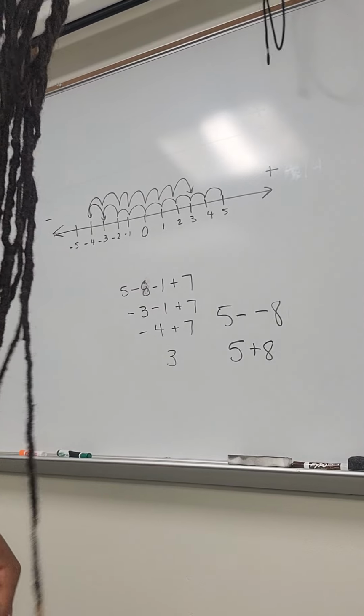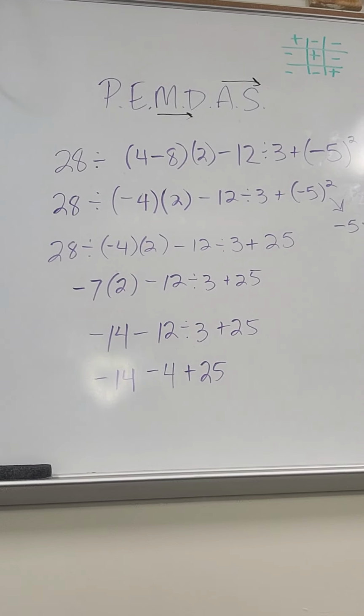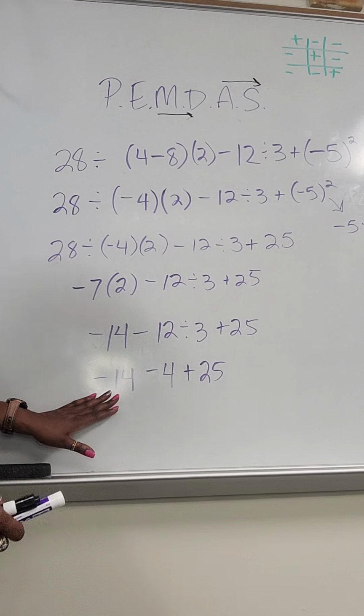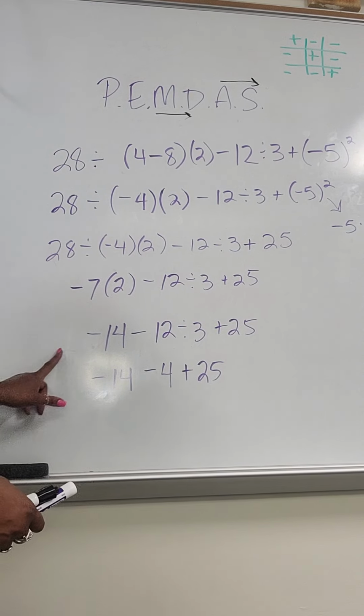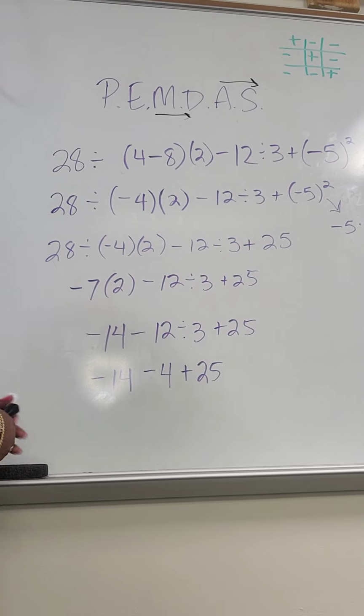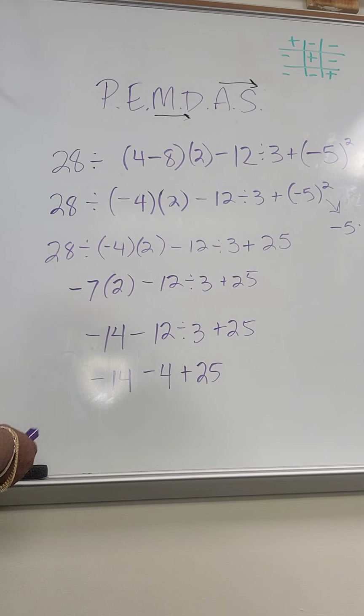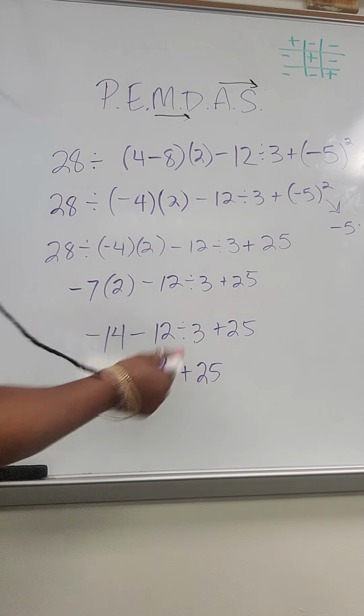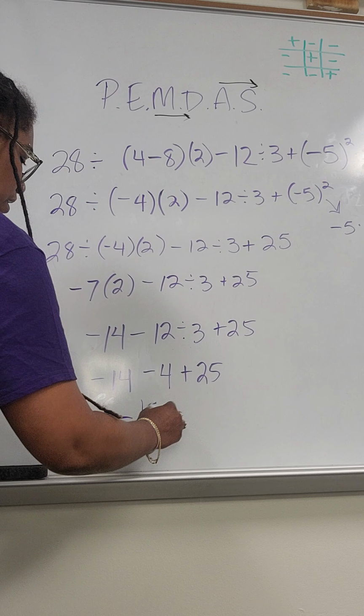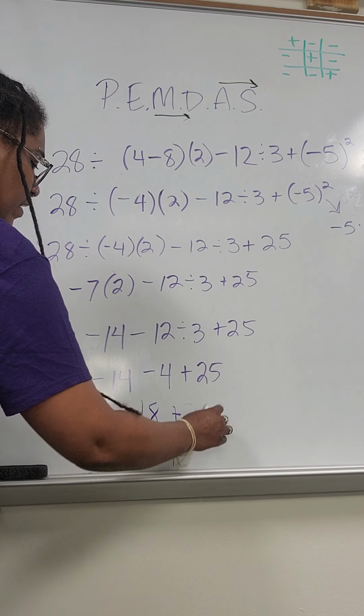But again, adding and subtracting could be like moving along your number line, right? So back to our final answer over here. We know that we started at -14, right? And then we would go left 4 more spaces. That's going to be -18 plus 25.